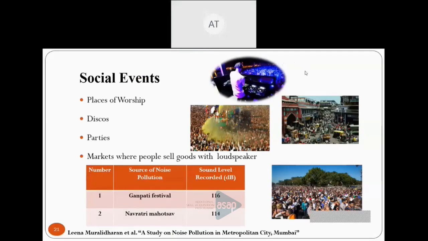Okay, fine. Social events come with places of worship where people gather and discuss, parties, or markets where people sell goods with loudspeakers. Places of worship may be a mosque, church, or temple where people gather and the loud noise produced also comes under social events. Next are parties, and the markets where people sell goods. This all comes under social events.